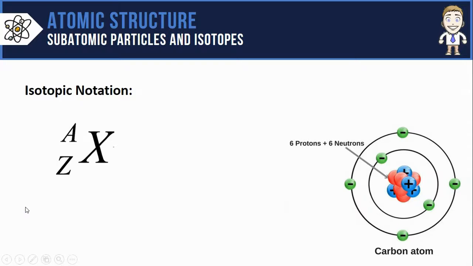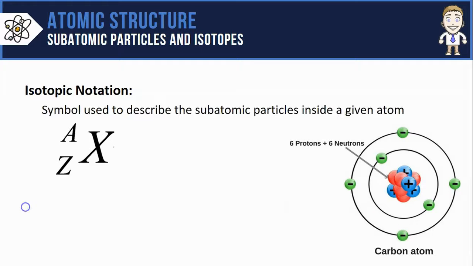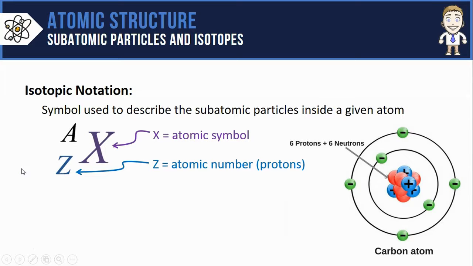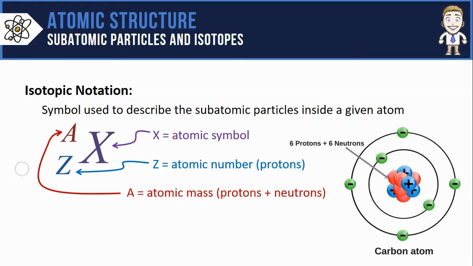Next, let's talk about something called isotopic notation. This is a symbol used to describe the subatomic particles inside a given atom. So instead of drawing out this entire atom and all the protons, neutrons, and electrons that it has, we can instead just use this quick notation style right here. The X is the atomic symbol, the Z on the bottom left is the atomic number, and the A on the top left is the atomic mass.